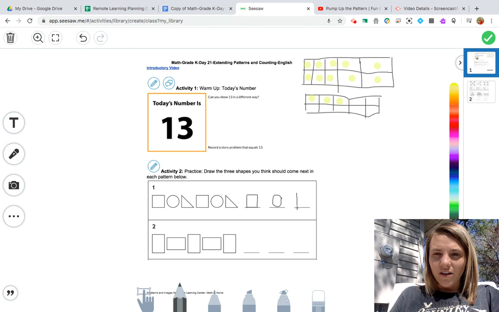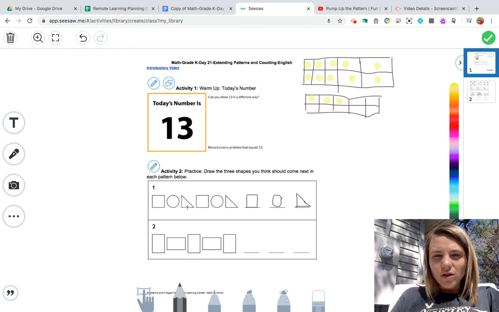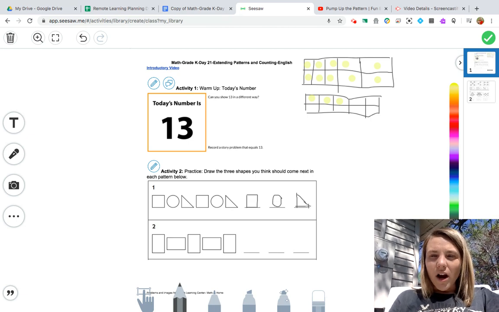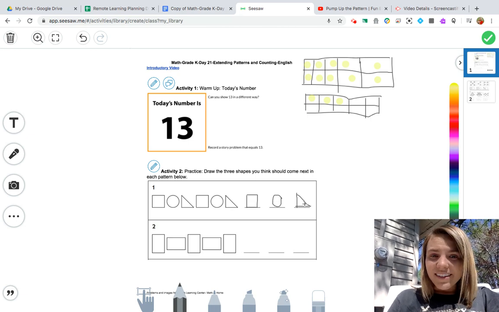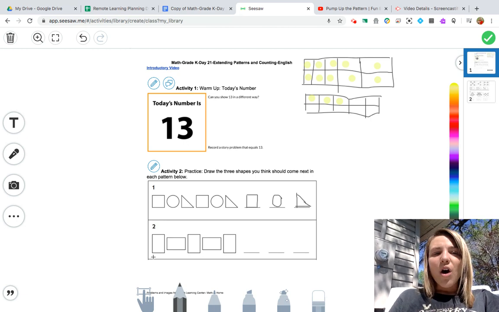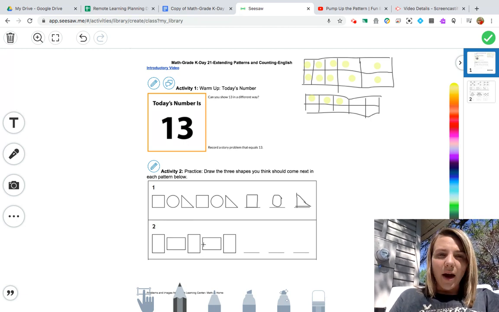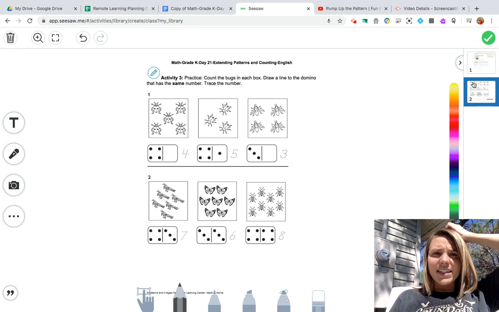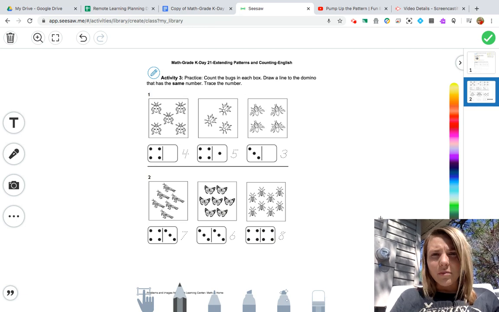What comes after the circle? The triangle. I'm going to go back and check my pattern one more time to make sure it makes sense. Square, circle, triangle. Am I good to go? I think so. All right, now your job is to look at pattern number 2 and finish those next 3 shapes in this pattern.